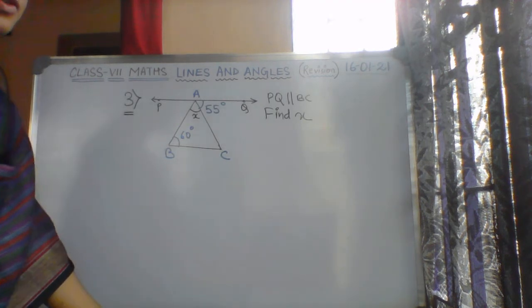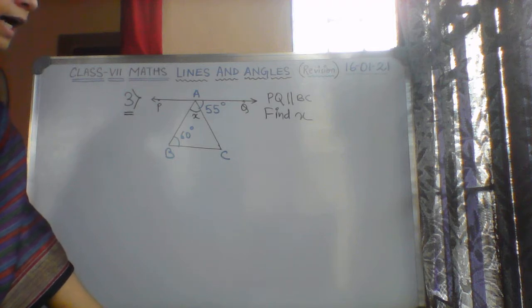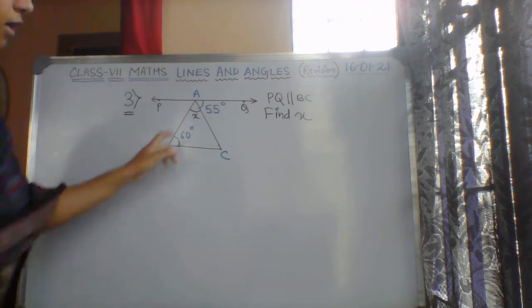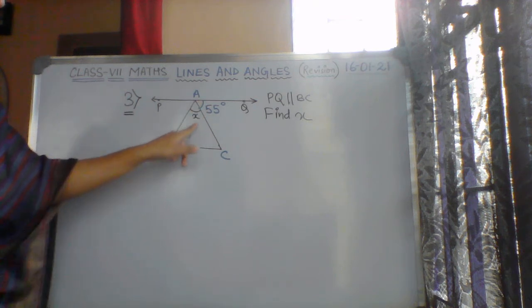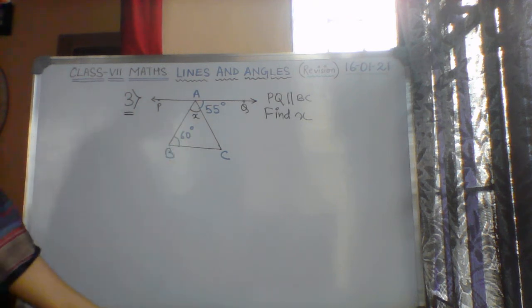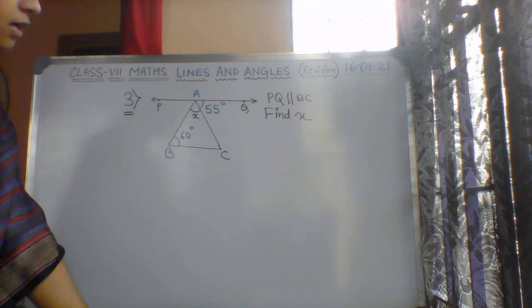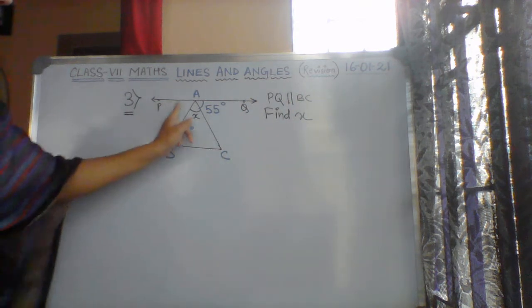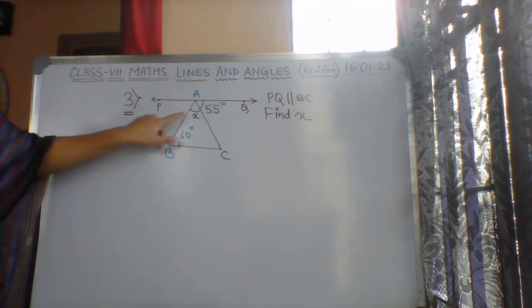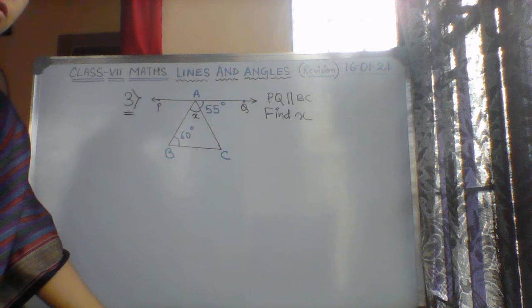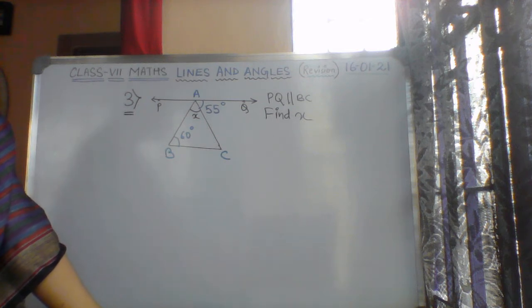Now the third question. Draw the figure. In the figure, the given angles are already noted here: 55 degrees for this angle and 60 degrees for this angle. One more thing given is PQ parallel to BC. You have to find the value of x. So draw the figure and think about how you can find it. Here they have given parallel lines, so you will be thinking you have to apply some concept related to parallel lines.